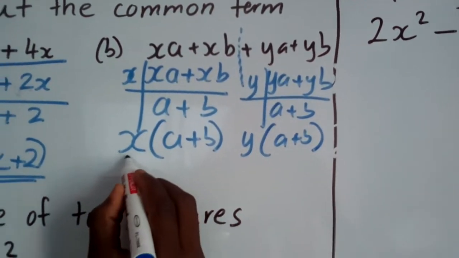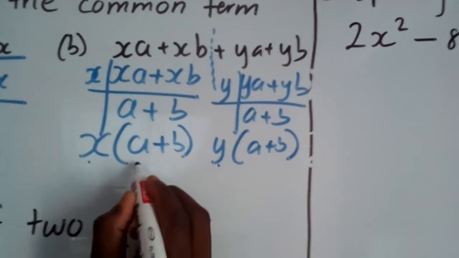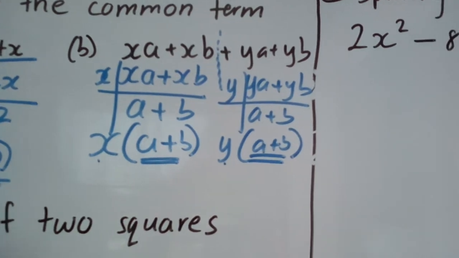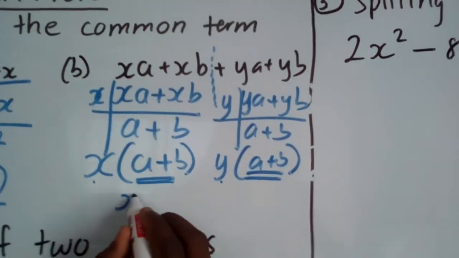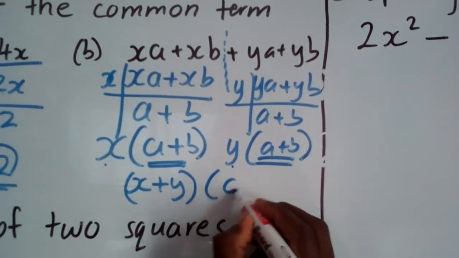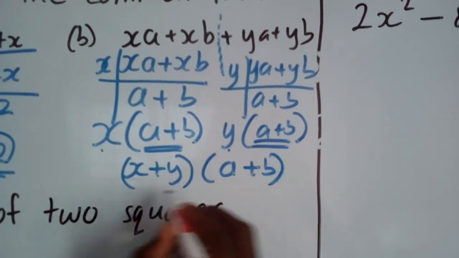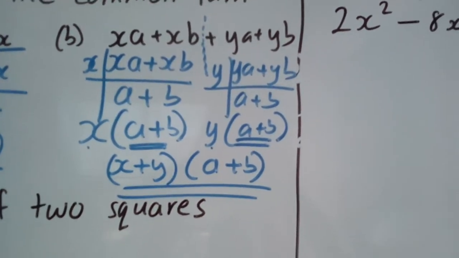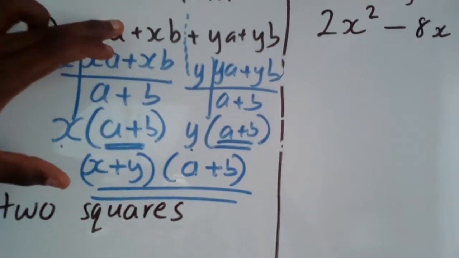Now, the common term inside will be one same term, and the values which are outside will give us one bracket. Those which are inside, they will give us another bracket. That is an example of taking out the common term.